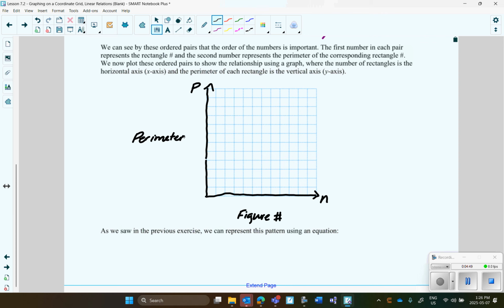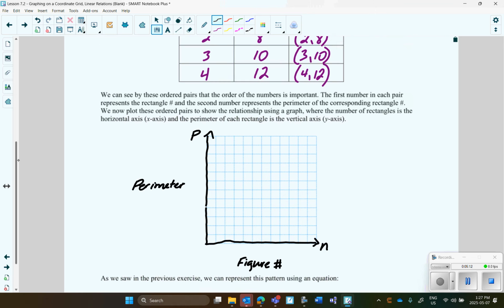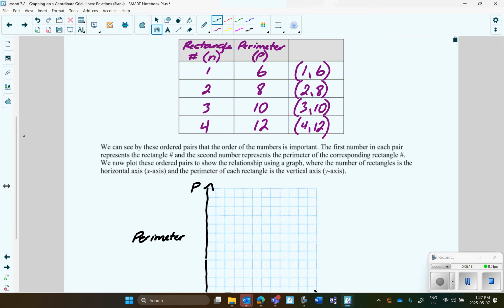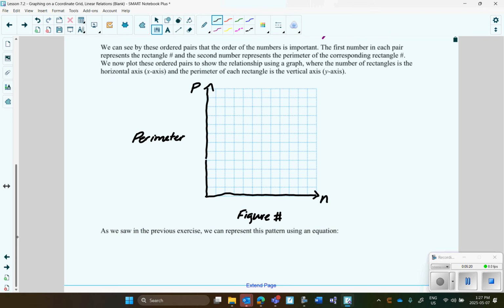Now, normally, every grid line we go up by 1, right? But we don't have to. We can go up by 2s if we want. We can go up by 4s. We can go up by 1,000s. It doesn't matter. How do we know how much to go up by? Let's look at the numbers. Pretty simple numbers, right? I just have to make sure that I can do 1, 2, 3, 4 here.